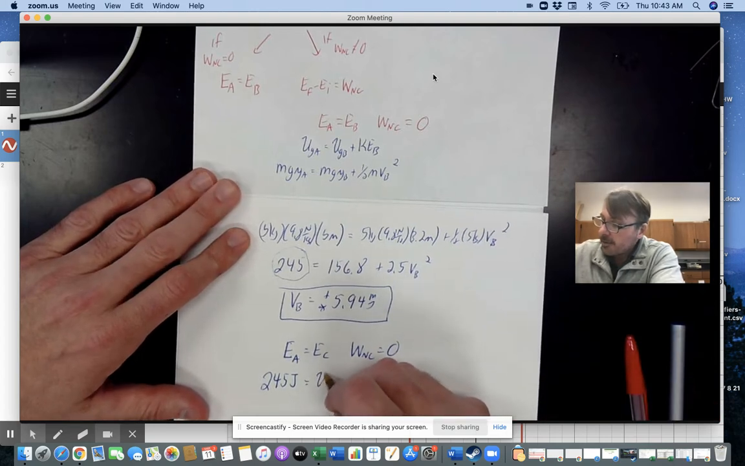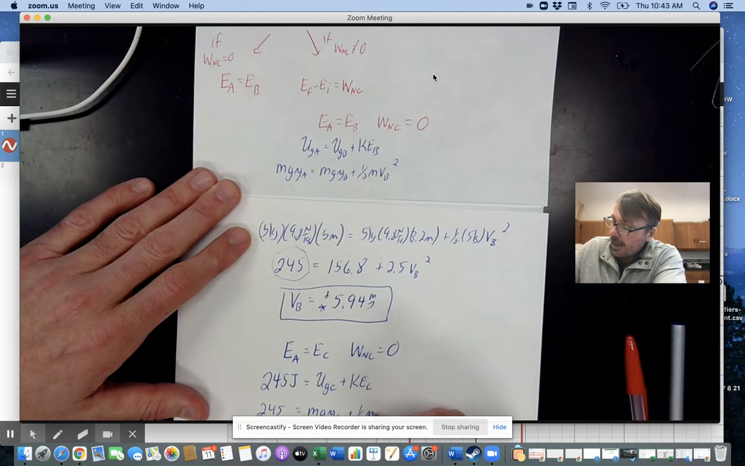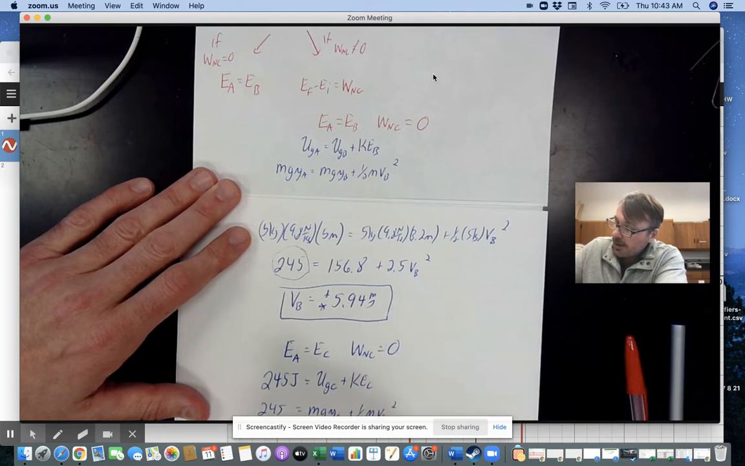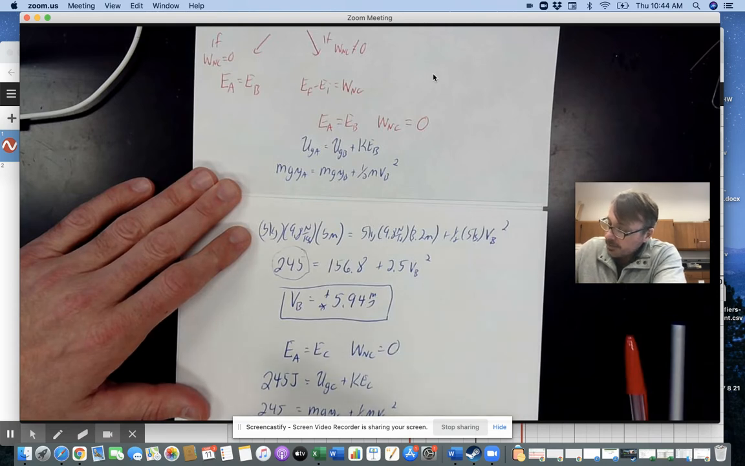So this just becomes the potential energy at position C plus the kinetic energy at position C. So 245 is equal to mgy at C plus 1/2 mv at C squared. 245 equals 5 kg, 9.8 newtons per kilogram times 2 meters plus 1/2 — what's m here? M is 5 kilograms — vC squared. I'm just going to find some internal numbers because they might make my life easier in a minute. 0.5 vC squared.